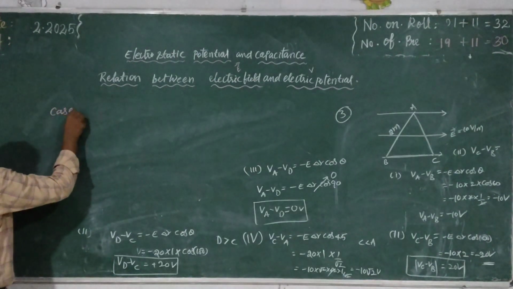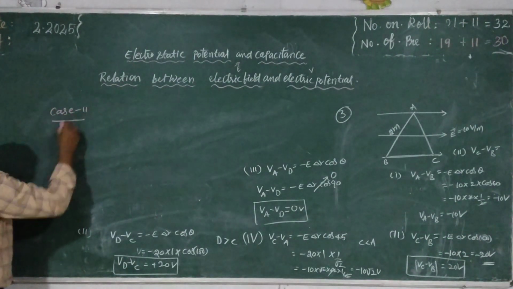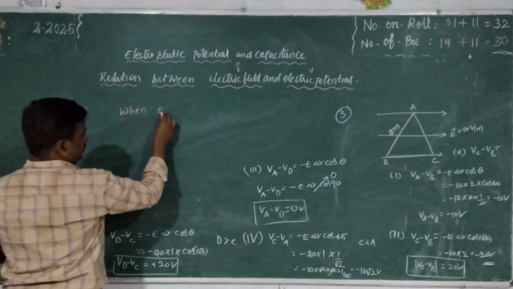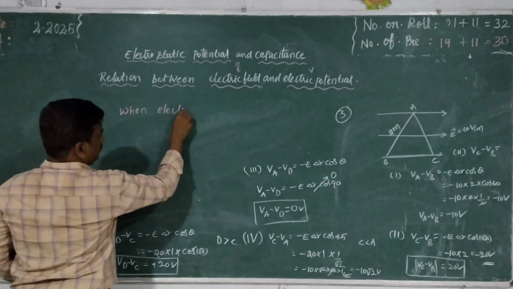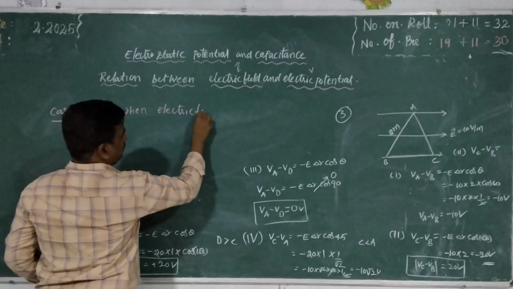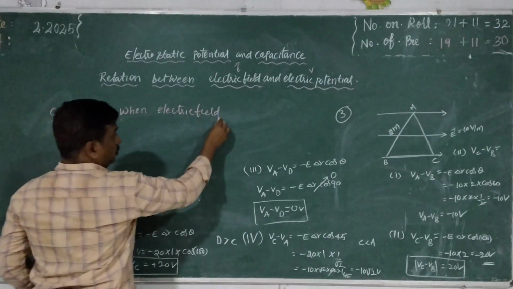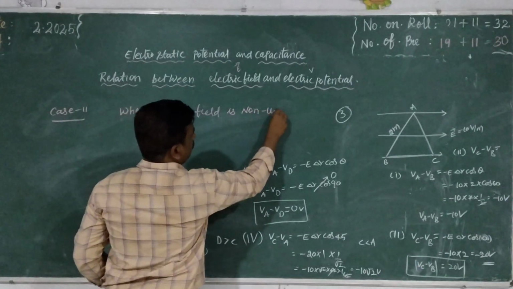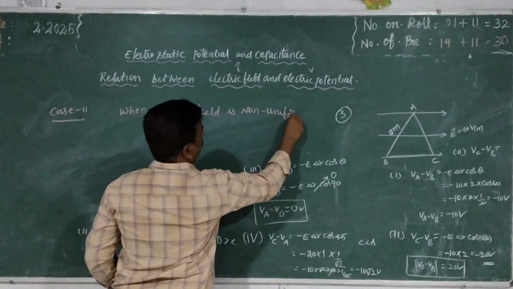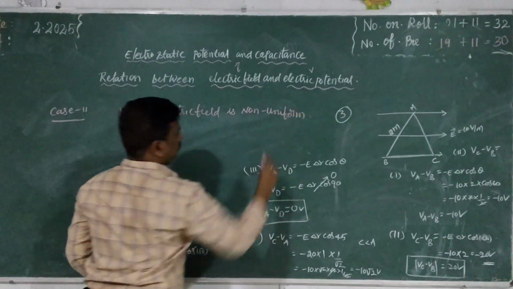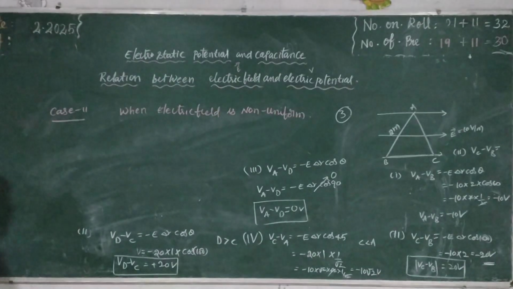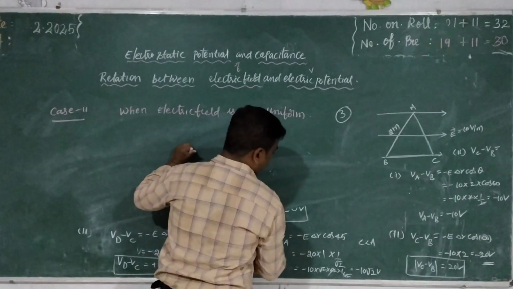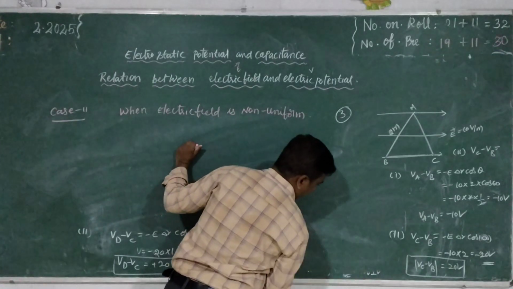What is case 2 now? Here, when the electric field is non-uniform, in that case what is the relation between electric field and electric potential? That we can derive as an equation.